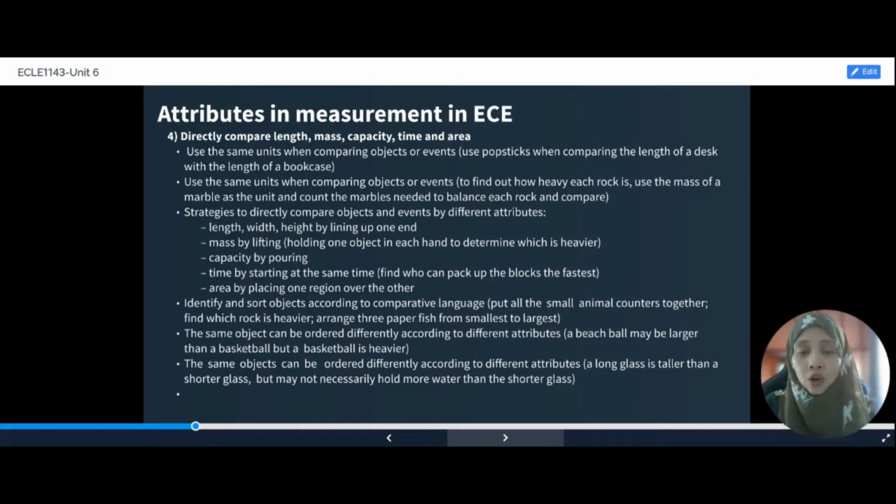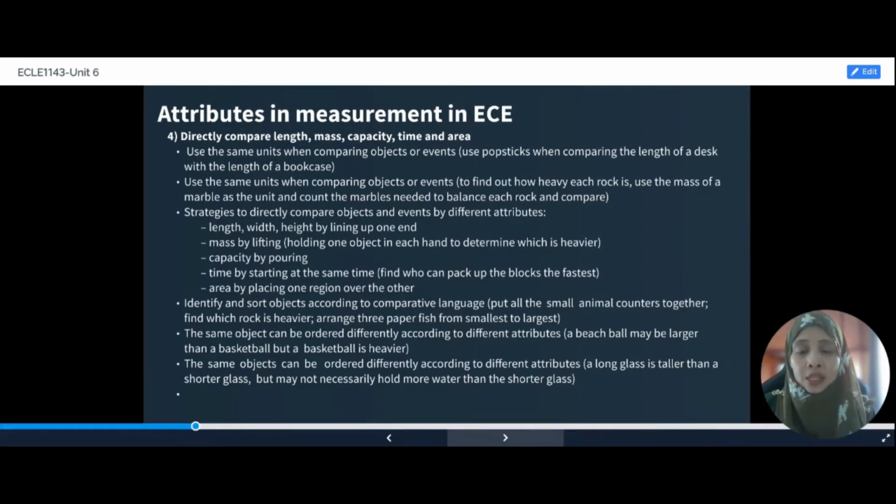The same object can be ordered differently according to different attributes. A beach ball may be larger than a basketball, but basketball is heavier. So we can use a different way to measure the things. For example, there are a few kids in the classroom. We can measure them by the weight. We can measure them by their height. We can measure them by the length of the hair, kan?